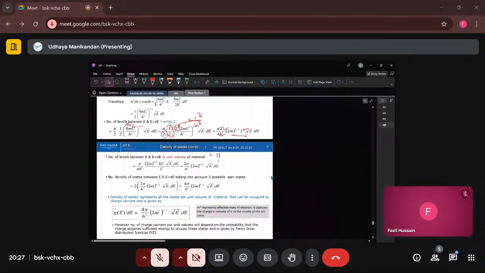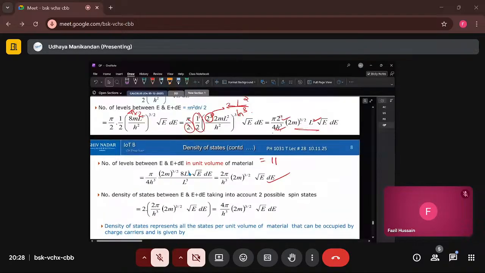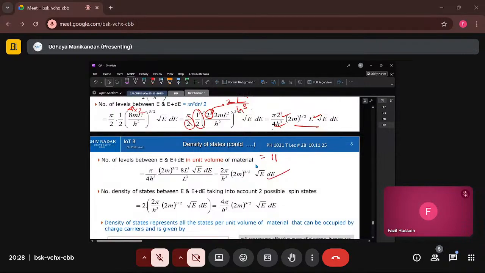4 pi. Yeah, so this becomes, sorry, yeah, right. So this gives you a formula which is 2 pi by h cube, 2 m to the power 3 by 2, root E dE. Again, understand this is only talking about the number of levels between E and E plus dE. But in your definition of specific unit volume of material, you have to divide it by L cube. Right? L cube will not be in the formula.